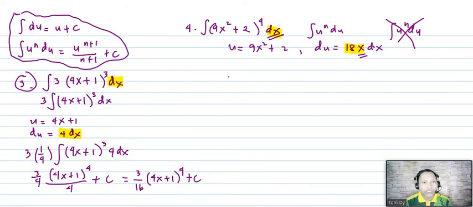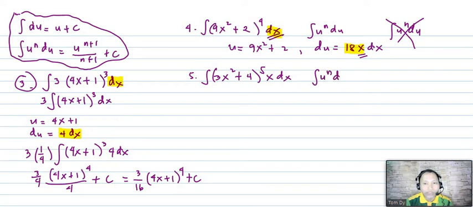So take note, you are only allowed if there is only a number difference with your dx. Now, what if you have the integral of, let's say, 3x squared plus 4 raised to 5x dx. So for this one, if we will use integral of u to the n du, then we have to check our u. Our u for this one is 3x squared plus 4.